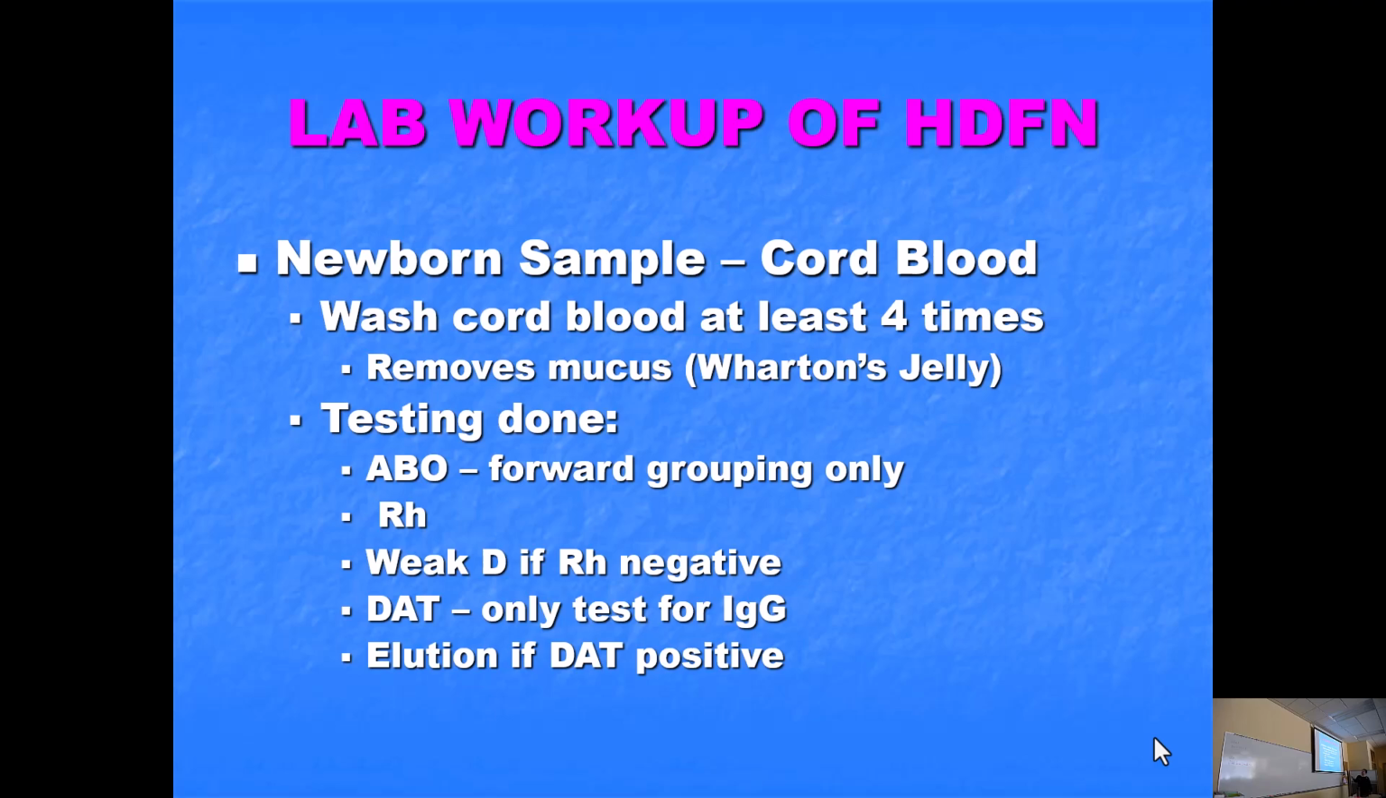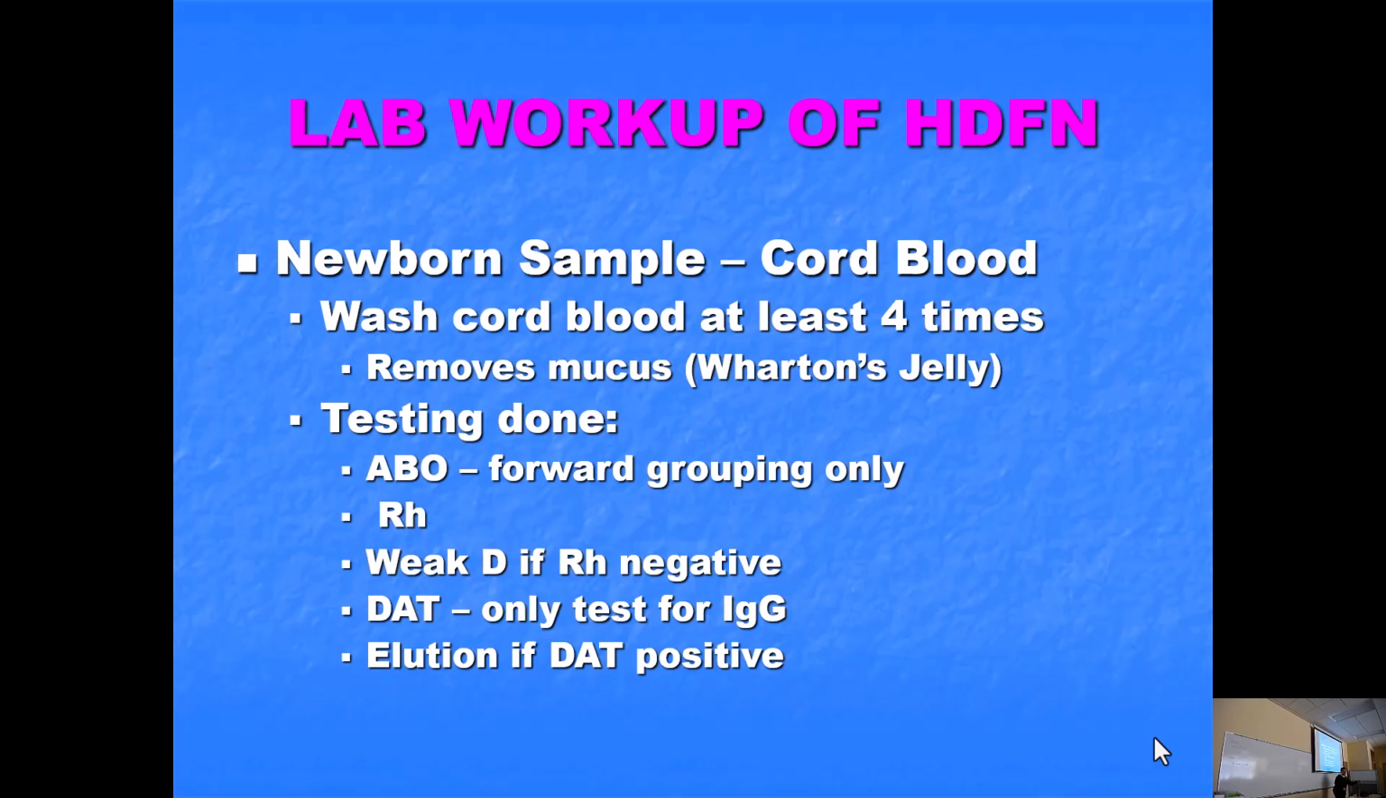Newborn sample, we're going to get cord blood. When you get cord blood, you have to wash it at least 4 times because it's covered with mucus. We call it Wharton's jelly, and it's super mucusy and globby and icky. So you have to wash it at least 4 times to get all of that off.